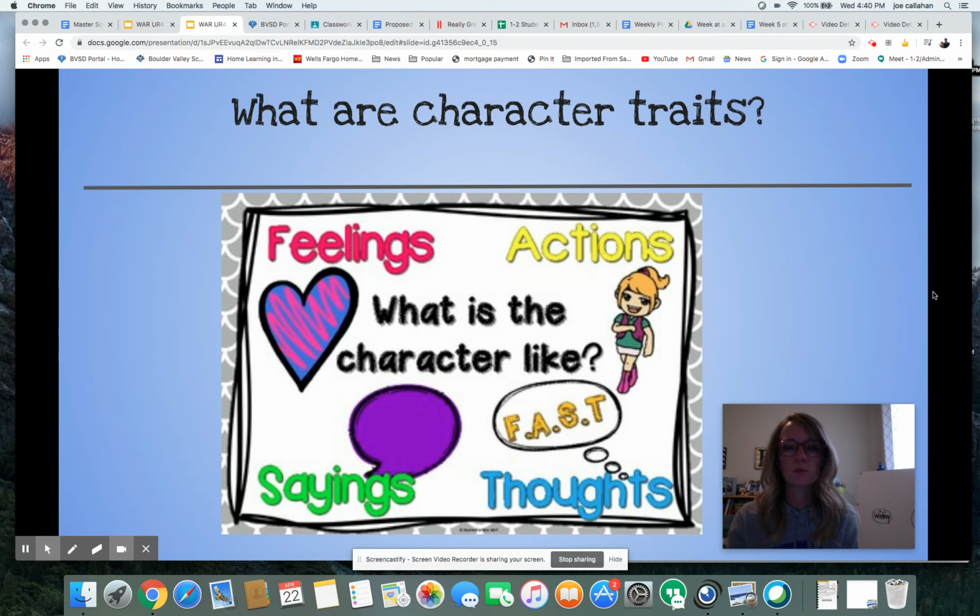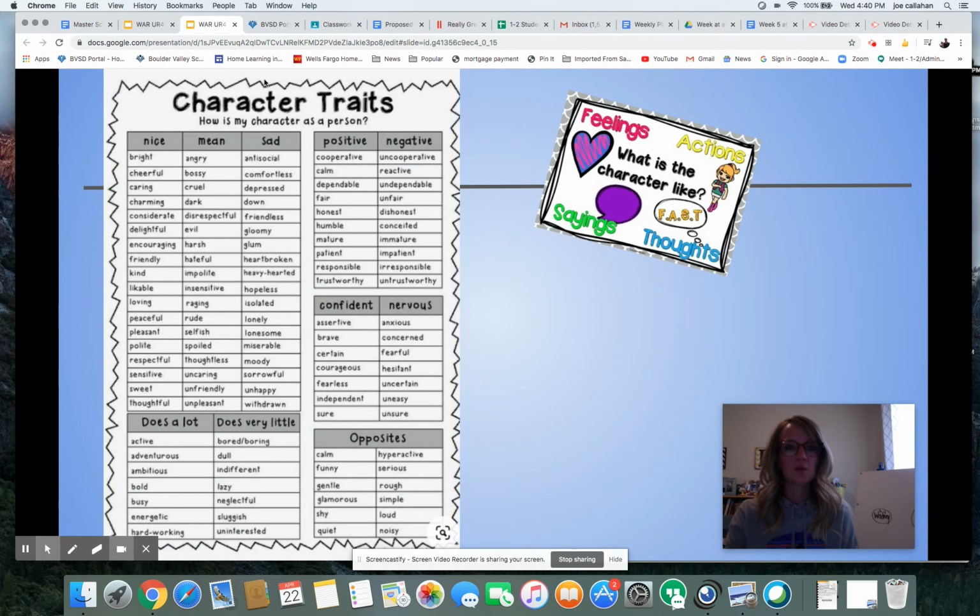Okay, when we introduced what are character traits and how do we describe characters, we thought of this acronym FAST. If you think about the way a character feels, the actions they make, the things they say, and the thoughts that come out of their head, it really gives us some good insight to character traits you could use to describe that character. We have this list that I've kind of tried to keep handy when I've done my thinking. And if you ever need to rewind, pause, come back to this list, it's a great tool to use for some juicy character traits because we really want to stretch our thinking and build our vocabulary as readers.